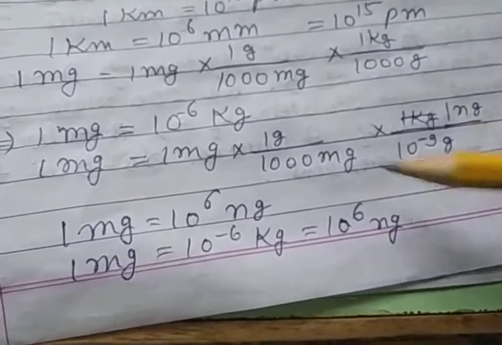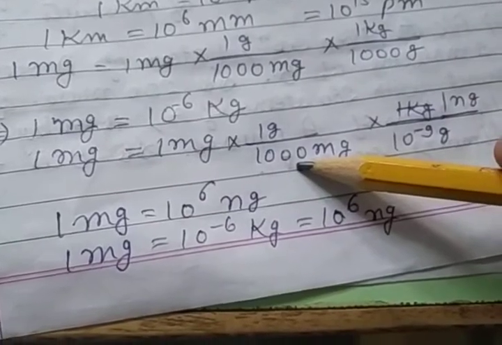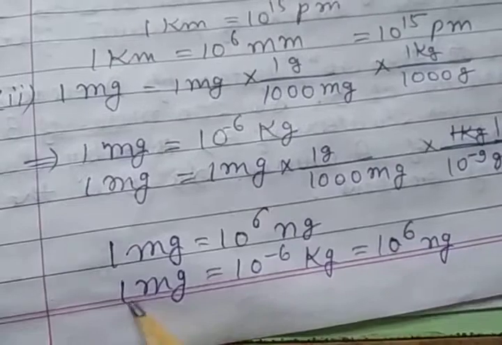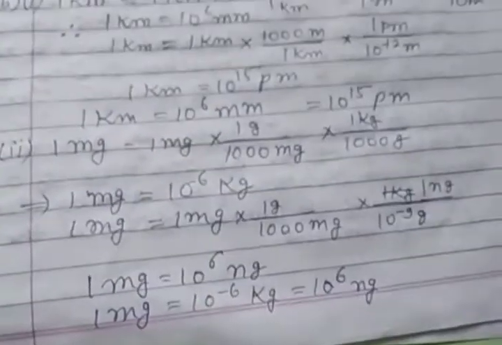Okay, so 10 raised to power minus 6 divided by 10 raised to power minus 9 gives, going to the upper side, 10 raised to power 3, so 10 raised to power 6 ng. So 1 mg is equal to 10 raised to power minus 6 kg, which is equal to 10 raised to power 6 ng.